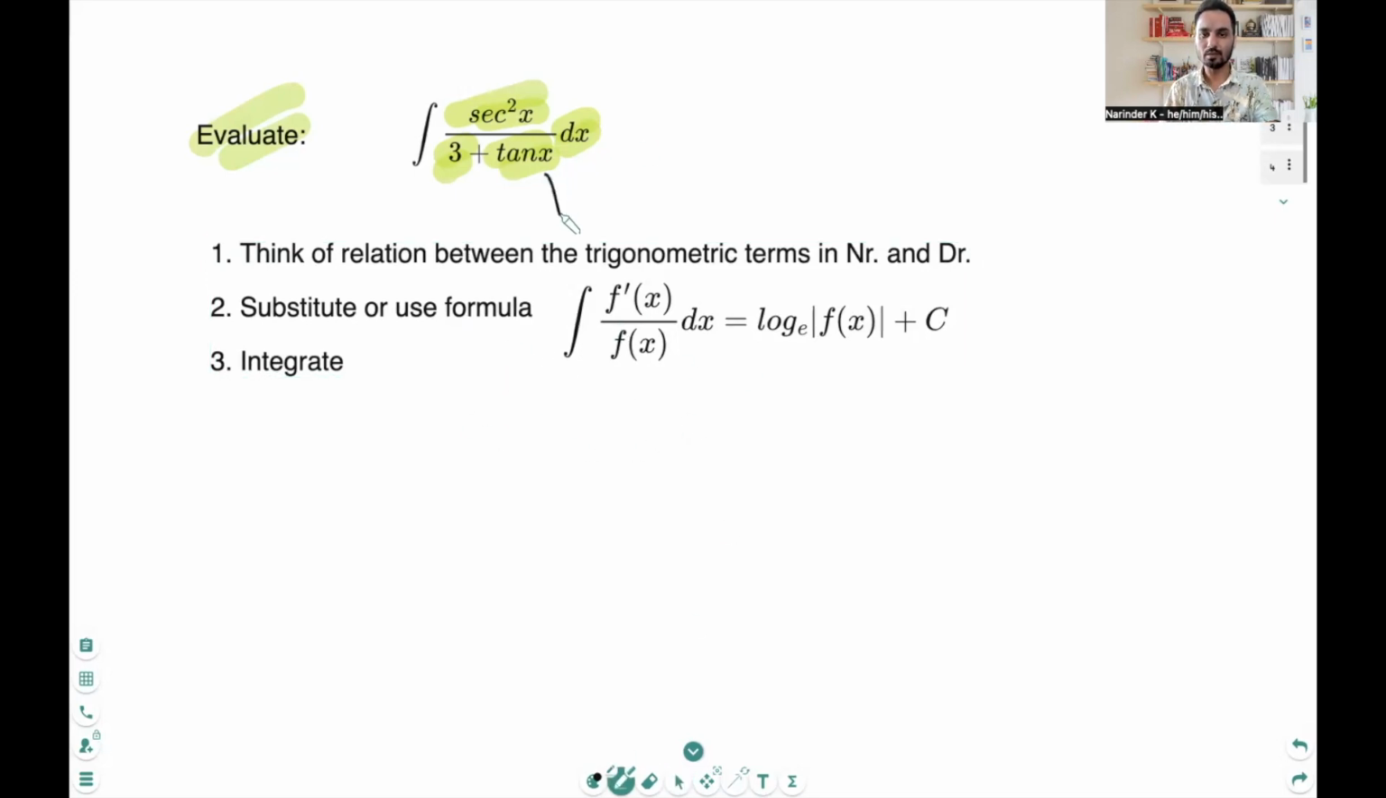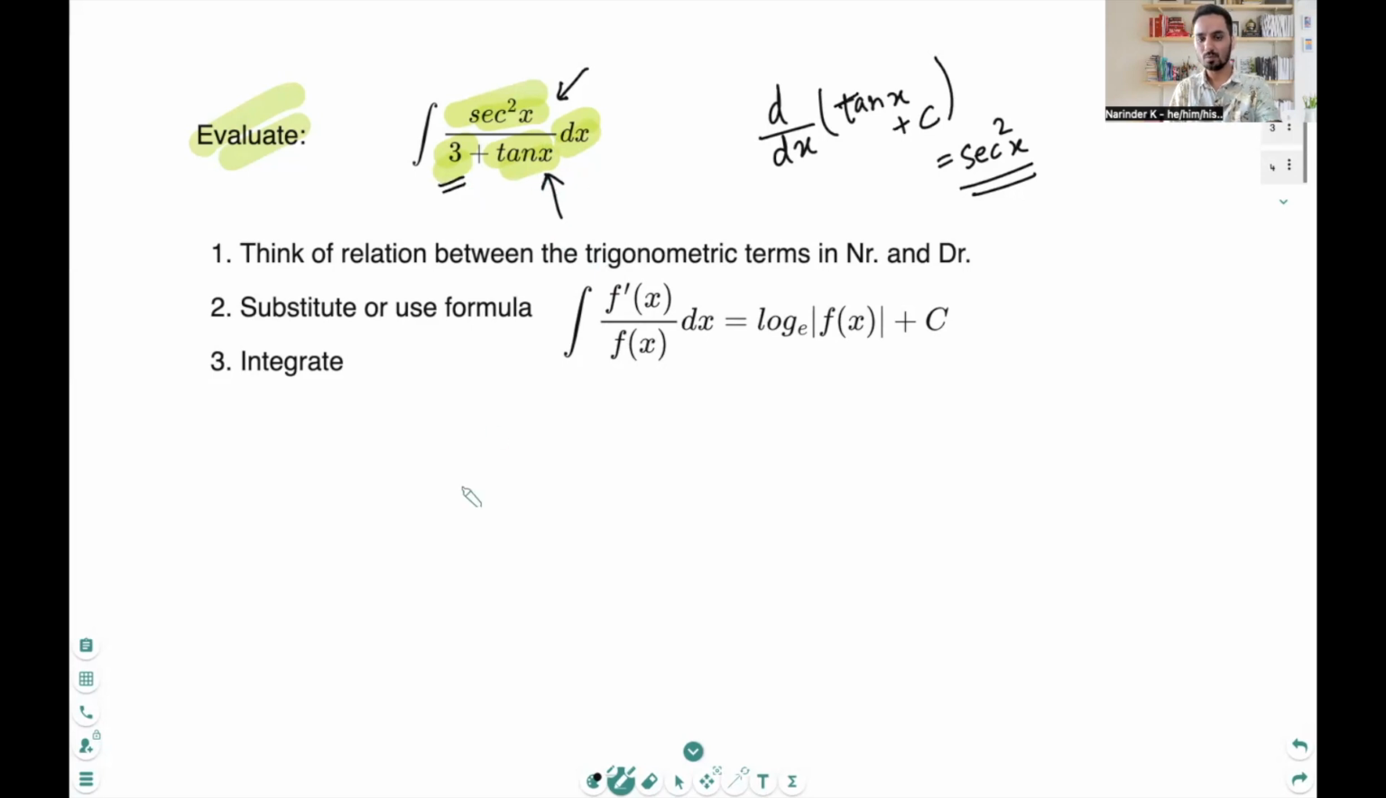Looking carefully, I can see that in the denominator, I have tan x, and in the numerator, I have sec²x. And I know that the derivative of tan x is sec²x. So I have a clear relationship between sec²x and tan x. Next, what if it is tan x plus some constant? We know that the derivative of a constant is 0. That means this 3 doesn't matter.